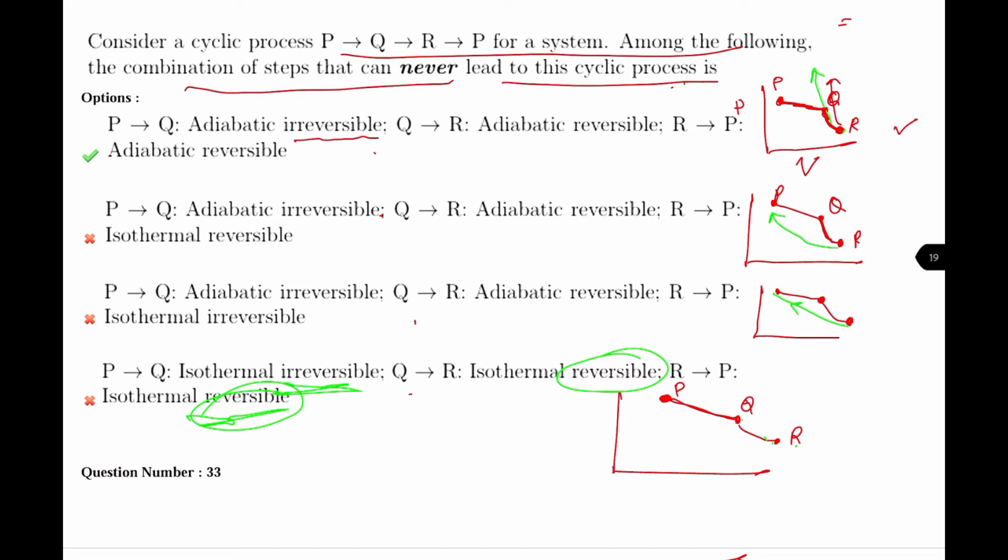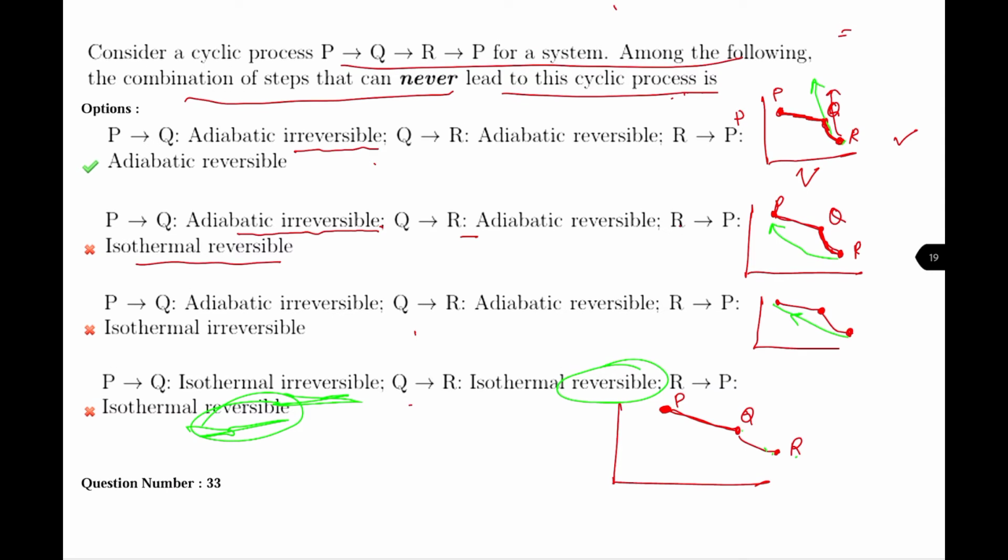If we go to the next option, adiabatic irreversible, P2Q, okay, same straight line. Q2R, adiabatic reversible, okay, same thing, a curve. From R to P, isothermal reversible. If you remember, the slope of isothermal reversible is less than the slope of adiabatic reversible. So with the same logic, R can go to P. Therefore this is possible, therefore this option is wrong.